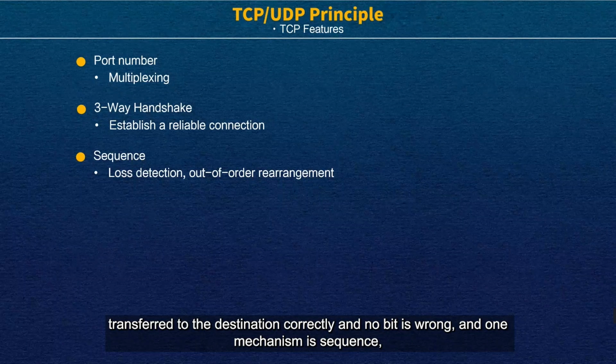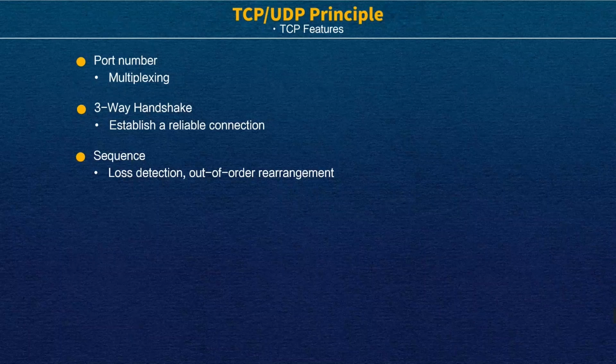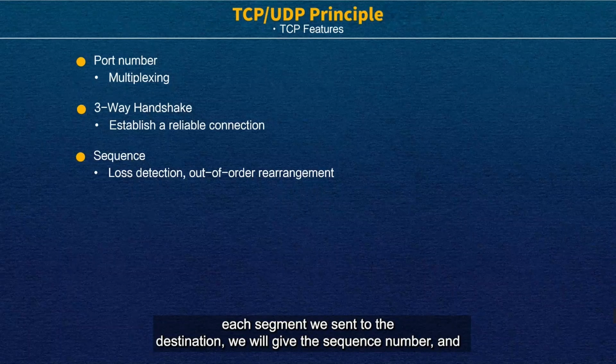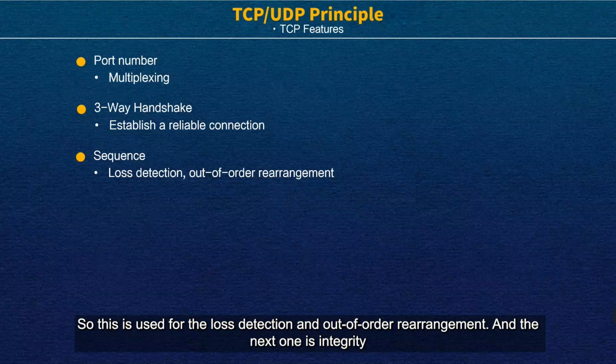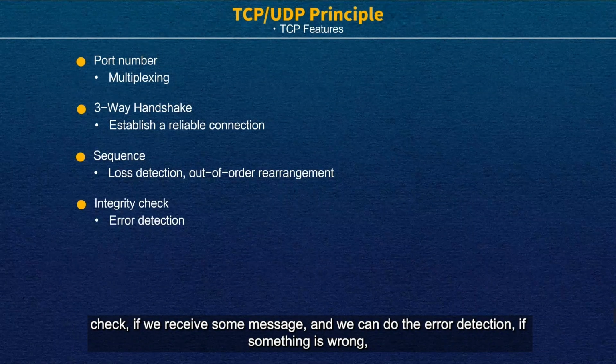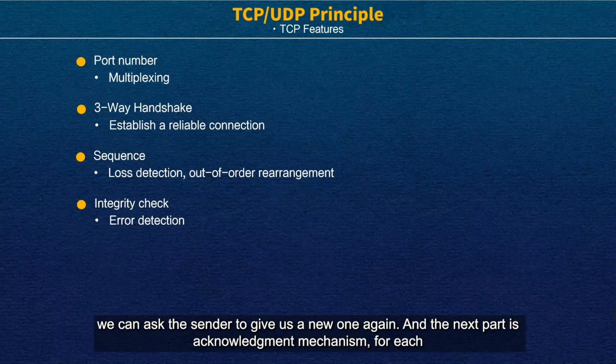One mechanism is sequence. For each segment we send to the destination, we give a sequence number. And the receiver can check whether something is lost or wrong according to the sequence number. So this is used for loss detection and out-of-order rearrangement. The next one is the integrity check. If we receive some message, we can do error detection. If something is wrong, we can ask the sender to give us a new one again.